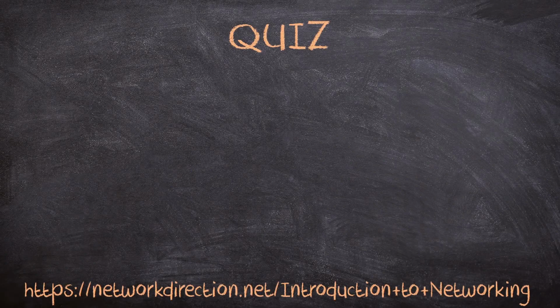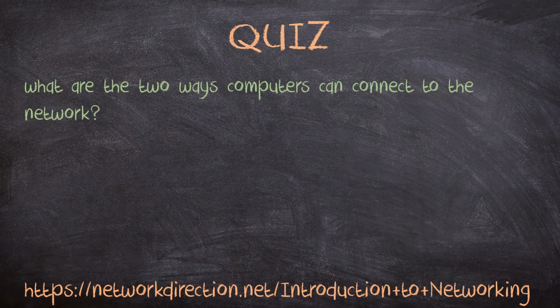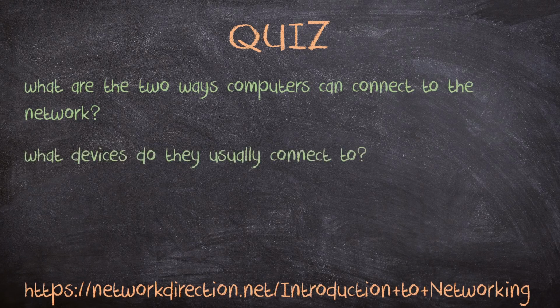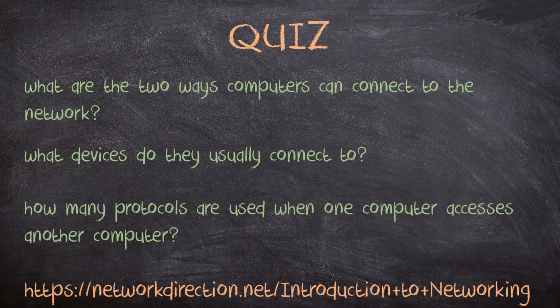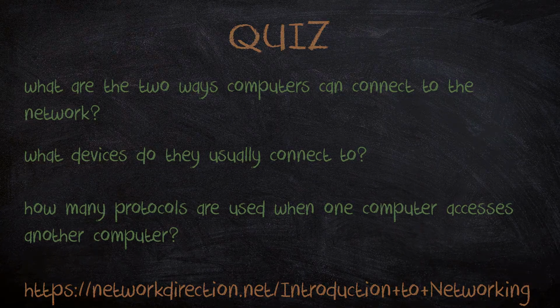We're going to start with some simple questions to get the brain working. Firstly, what are the two ways computers can connect to the network? To follow on from that, what devices do they usually connect to? And finally, how many protocols are used when one computer accesses another computer? When you're ready to see the answers, follow the link at the bottom of the screen.